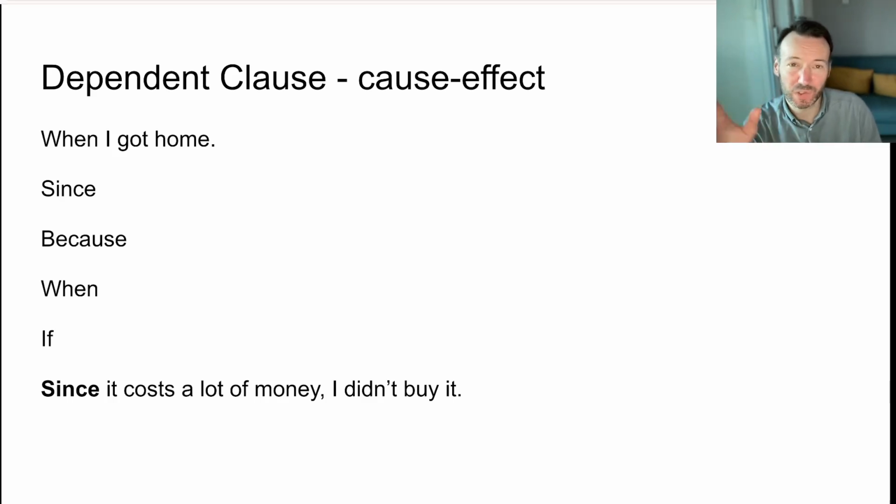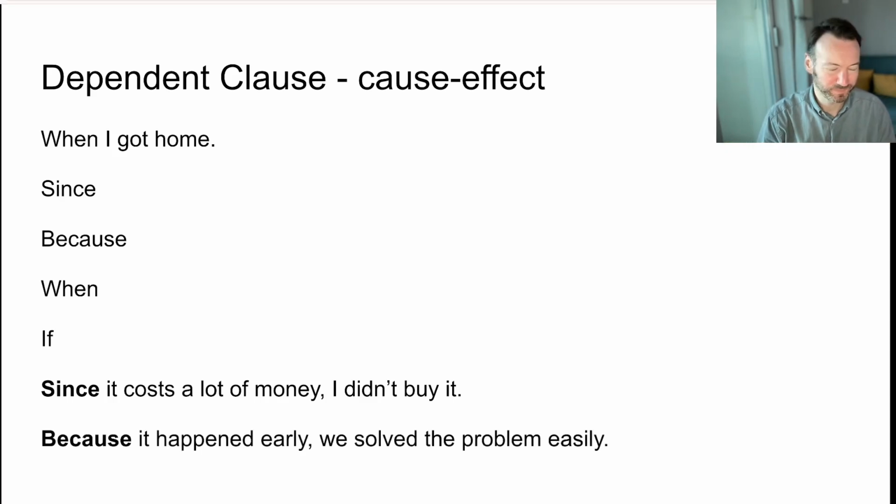So, dependent clauses cannot exist as a sentence. They must be connected to a main idea, an independent clause. Here's another example. So, because it happened early, we solved the problem easily. Okay, so again, if you just say, because it happened early, well, what does that mean? That's not a complete idea. What does that mean? Okay, so we can use these to express cause and effect.